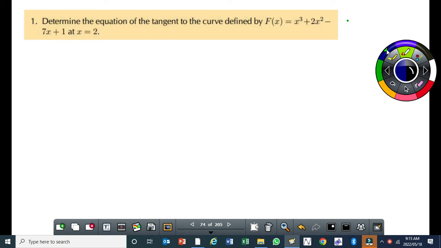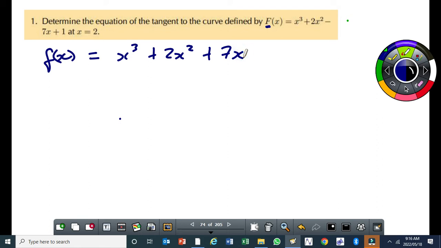Please, just to let you know, this capital letter F here is wrong notation for the derivative. It's supposed to be a small letter. I took this question from Siyavula Maths Grade 12. So we'll change the capital letter F to a small letter f. That's the correct notation. So x cubed plus 2x squared minus 7x plus 1, minus 7.